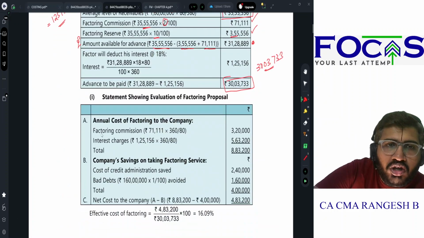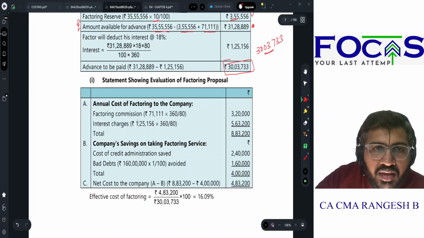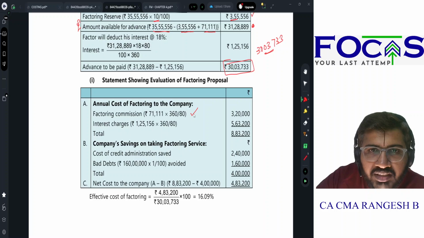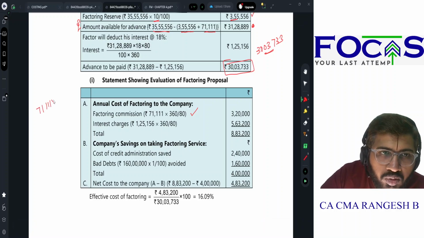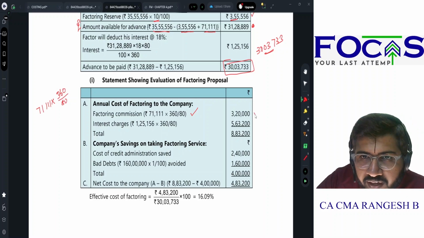3. Annual cost of factoring. What all is there? Commission charges is there. This we have calculated for 80 days. To get annual, what should I do? 71,111 into 360 by 80. That will give you 3,20,000.